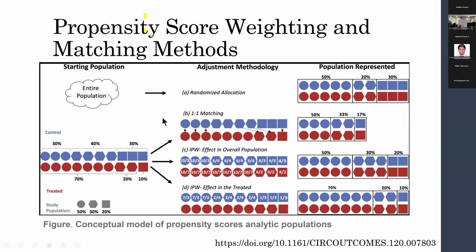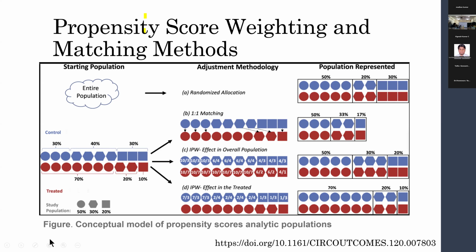We'll look at this diagram. Suppose this is the entire population which was screened, and this is a sample which is taken. If you look at this sample, suppose blue is the control arm and red is the treated arm. When you look at that, among the 10, around 7 are circles, 2 are hexagons, and 1 is a square. So they are not fully similar, correct? So it's 70, 20, 10%. This is the control arm.